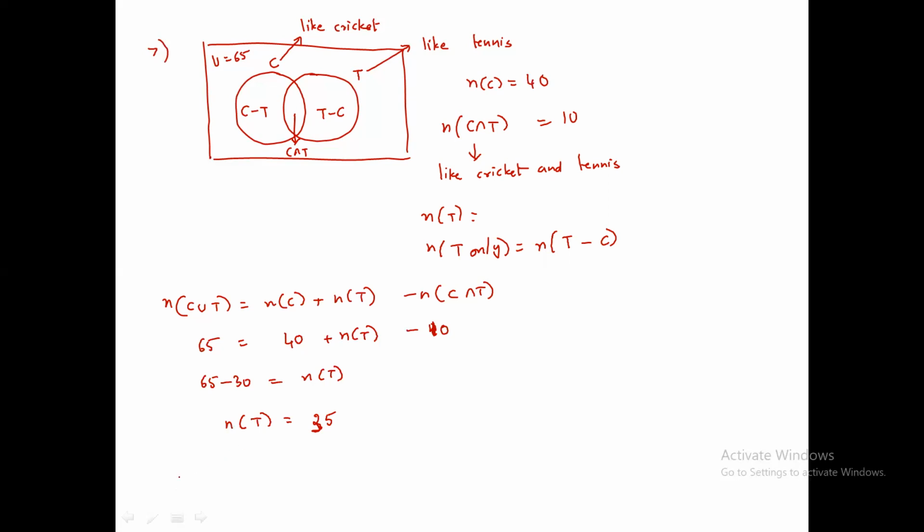Okay. Now they are asking the number of people who like tennis but not cricket. That means you have to take N of T. From that, you have to subtract N of C intersection T from the diagram. So from 35, you have to subtract 10. So 35 people minus 10 people, we are getting 25 people. 25 people like only tennis, not cricket.